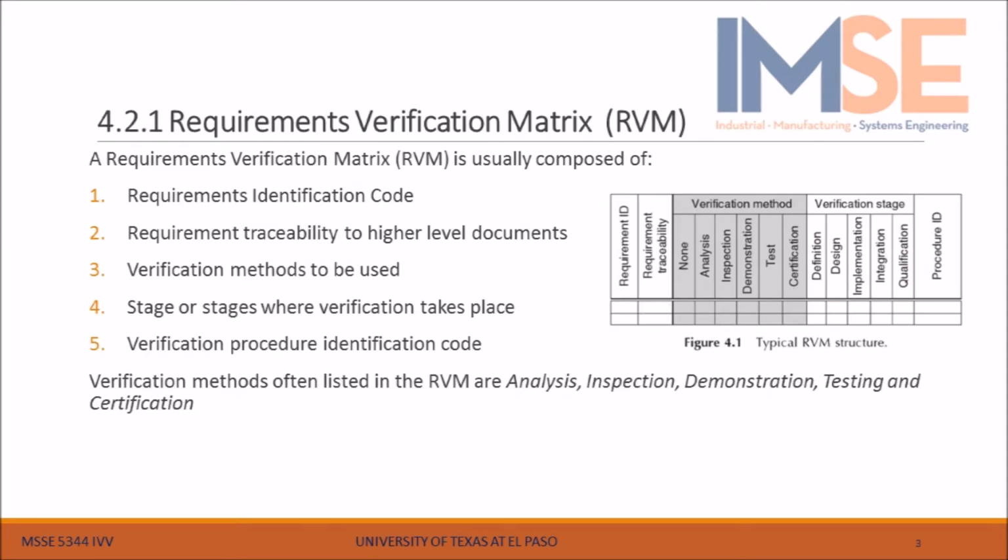Requirements Verification Matrix, RVM. A requirements verification matrix is usually composed of the following. Number 1, requirements identification code. Number 2, requirement traceability to higher level documents. Number 3, verification methods to be used. Number 4, stage or stages where verification takes place. Number 5, verification procedure identification code. Verification methods often listed in the RVM are analysis, inspection, demonstration, testing, and certification.